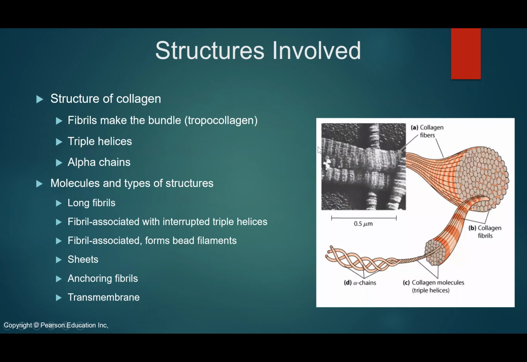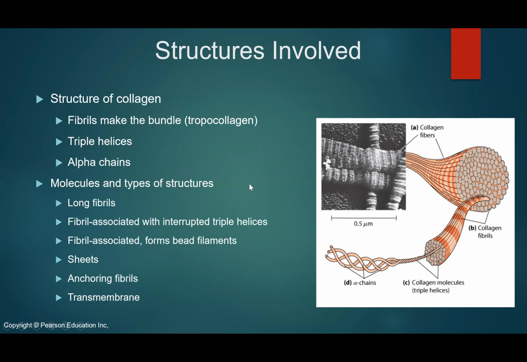What makes up the structure? What structures are involved in collagen, and what makes it up? One will be the fibril, which makes up the bundle of the collagen. And then there's the triple helices, which is the main collagen molecule. And there are the alpha chains, which are the long fibers, also known as the collagen fibrils.